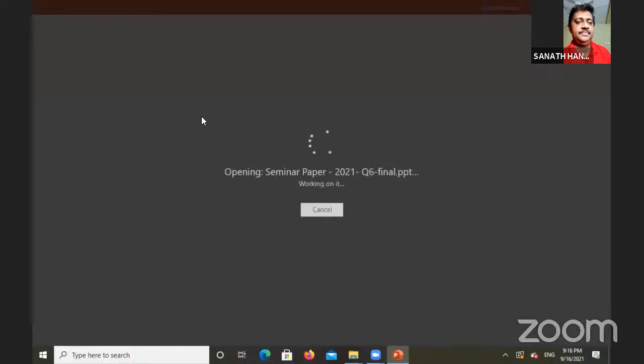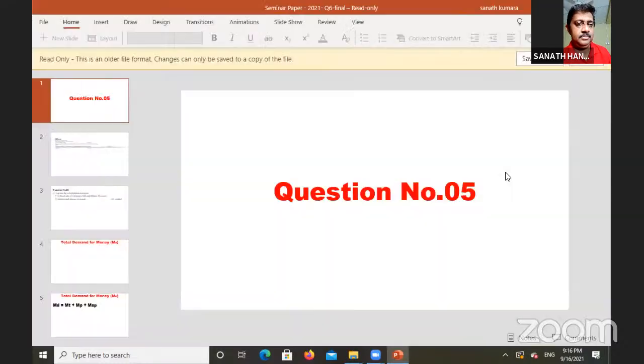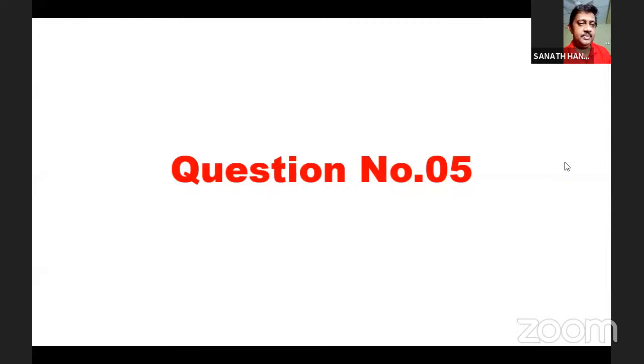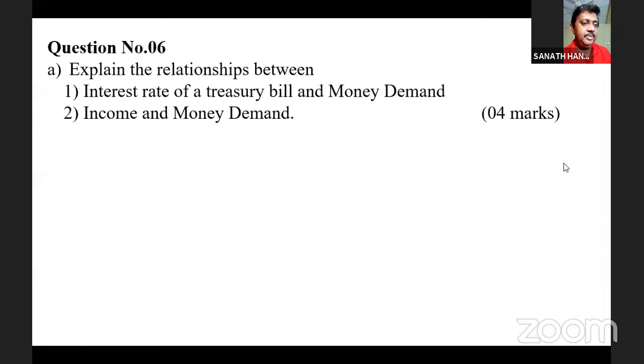Right. Question number 6. Explain the relationships between interest rate of a treasury bill and money demand, and income and money demand. Discussion focused on money demand and determinants of money demand.